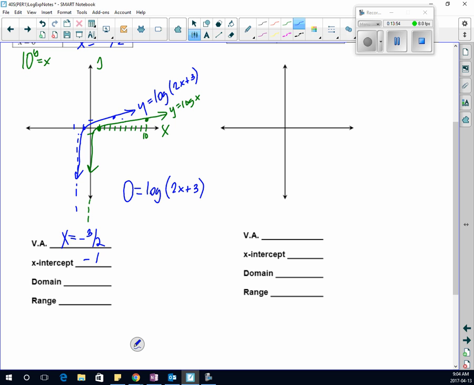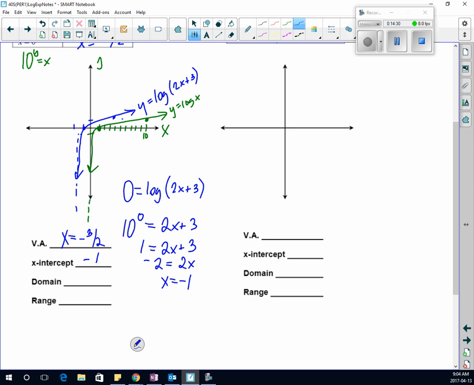Does everybody see what I'm doing right now? Remember, to undo a log, we exponentialize. So what is my base here? 10. So what is it going to be? 10 to the power 0. Remember, the log always equals the exponent. So 10 to the power 0 equals 2x plus 3. What's 10 to the power 0? 1. So 1 equals 2x plus 3. Move the 3 over. I get -2 equals 2x. So x equals -1. Does everybody see I verified it was -1?